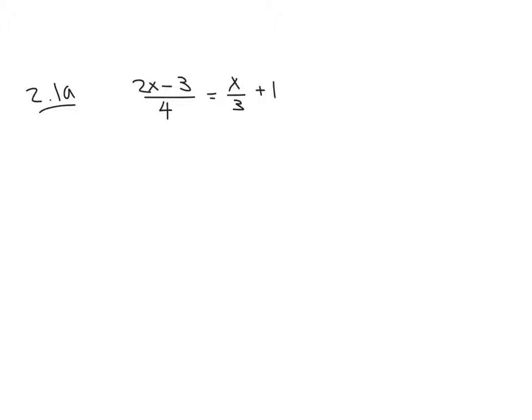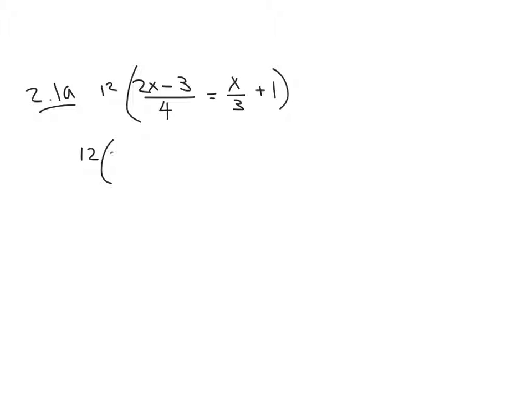All right, so when you do have a fraction, you're going to find the least common denominator. In this particular one, it's 12. And we're going to multiply the entire thing by 12. So we're going to multiply the 12 times this fraction, the 12 times this fraction, and the 12 times 1. Okay, so let's go ahead and do that.